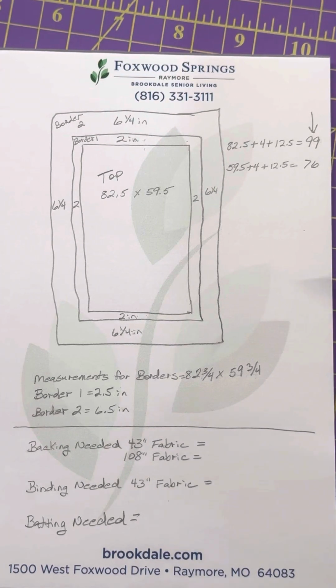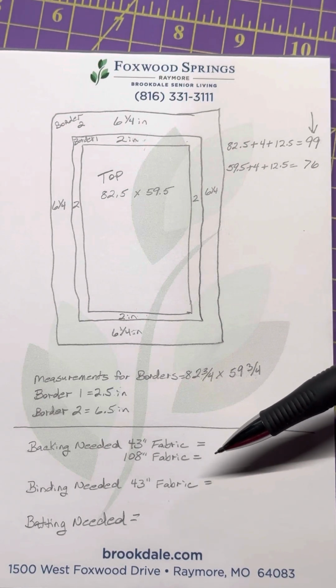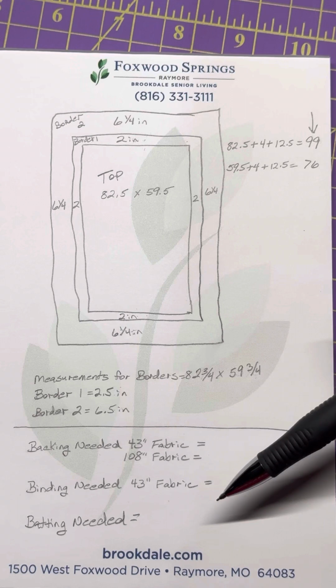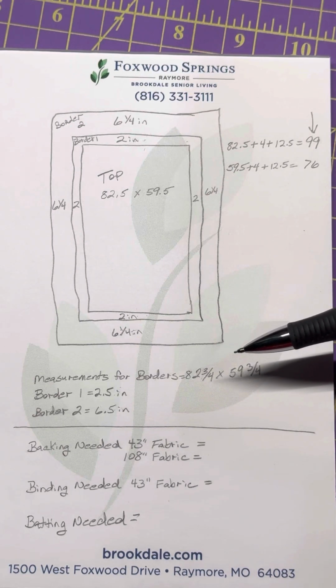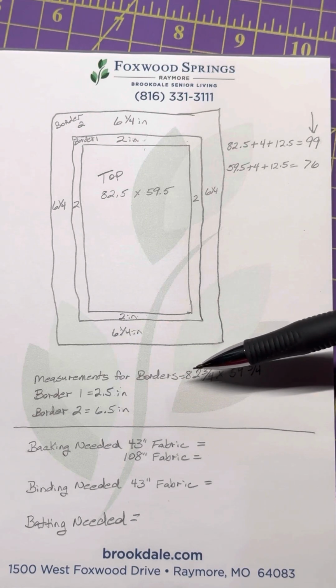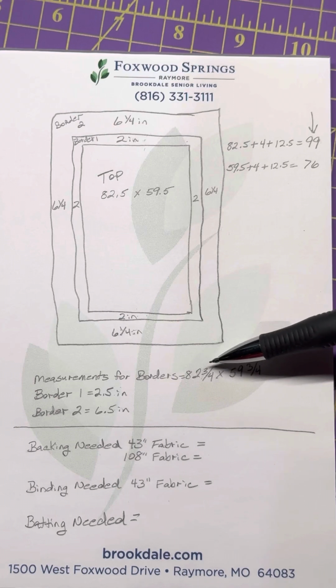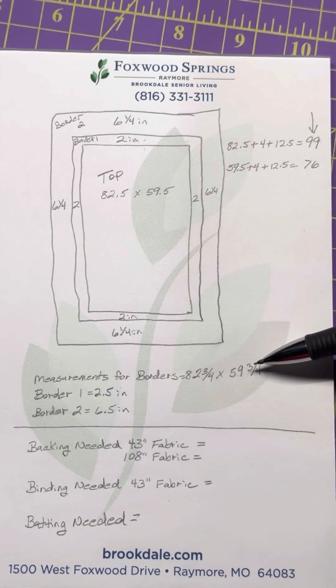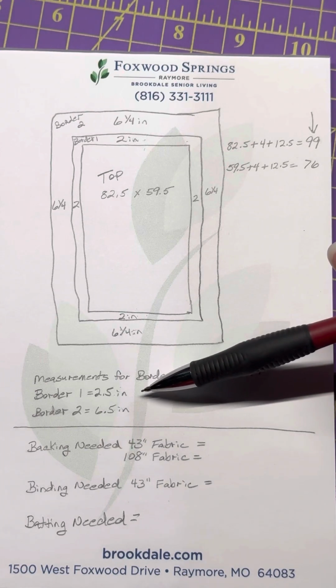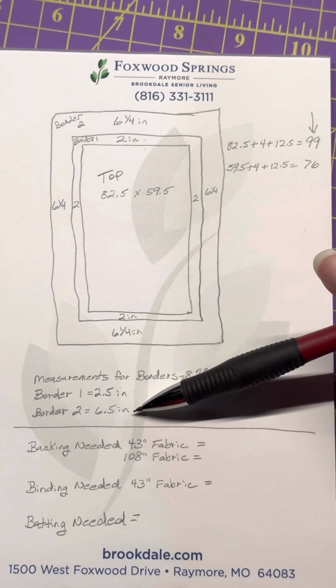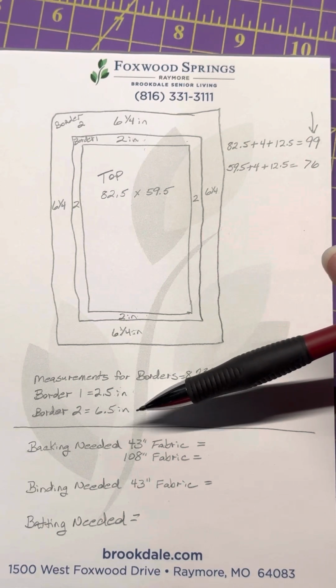Okay, so I am going to show you now how I calculate how much fabric I need for my backing, for my binding, and my batting. When I took my measurements for my top to add my borders, they measured 82 3/4 by 59 3/4. And then I used two borders. Border 1 was a 2.5 inch strip. Border 2 was a 6.5 inch strip.